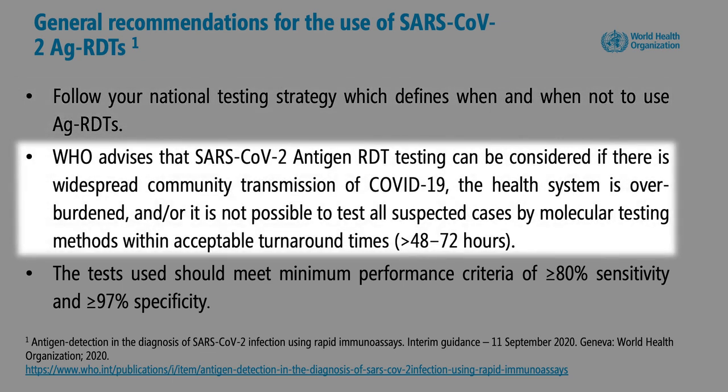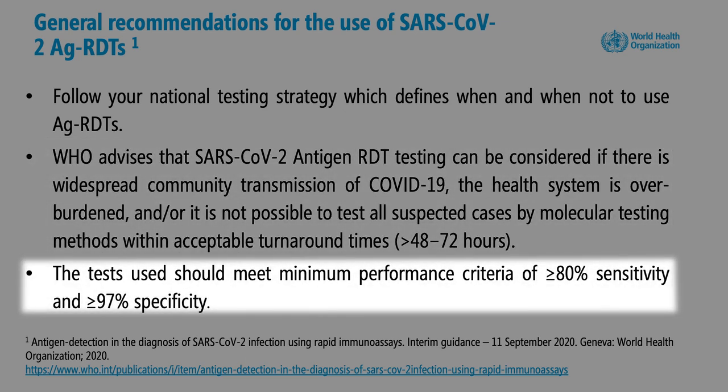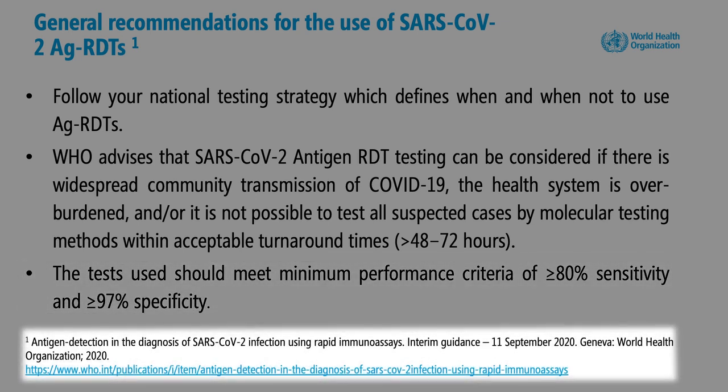WHO advises that SARS-CoV-2 antigen RDT testing can be considered if there is widespread community transmission of COVID-19, if the health system is overburdened, and/or if it is not possible to test all suspected cases by molecular testing methods within an acceptable turnaround time, which would be less than 48 to 72 hours. The test used should meet minimum performance criteria of 80% or more sensitivity and 97% or more specificity. You can refer to the WHO guidance linked on this slide for more information.